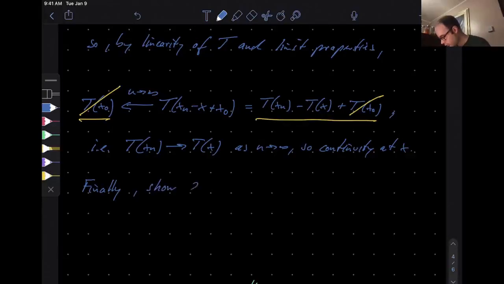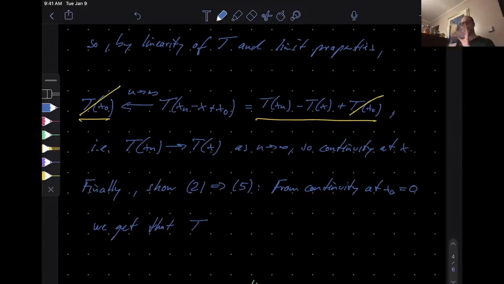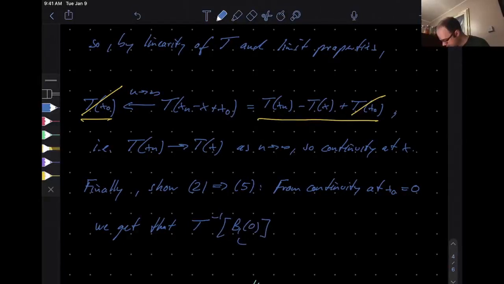Finally, show 2 to 5. So 2 to 5 is the continuity at the origin implying boundedness everywhere. Okay, and for this we will now use that pre-images of open sets are open. So from continuity at the origin, we get that the pre-image of any open set around the origin has to be open in the X space, right? So let's take one open set, which is the open unit ball. So here again the notation, these are all x in X whose length is strictly less than 1. We get that this has to be open.